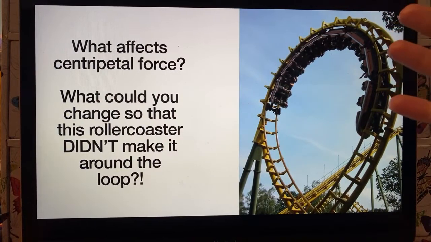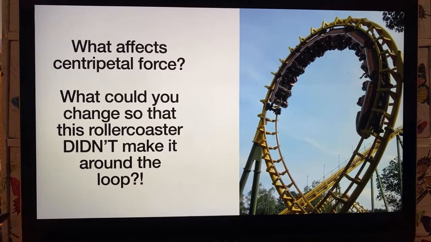Or picture the roller coaster in your mate's garden. What would it be about the car? What would it be about the loop that just made you think, I can just feel, because of my experience in the world, that thing's not going to get around that loop? Because that's going to affect the centripetal force. The centripetal force has got to be enough to make something go round in a circle.